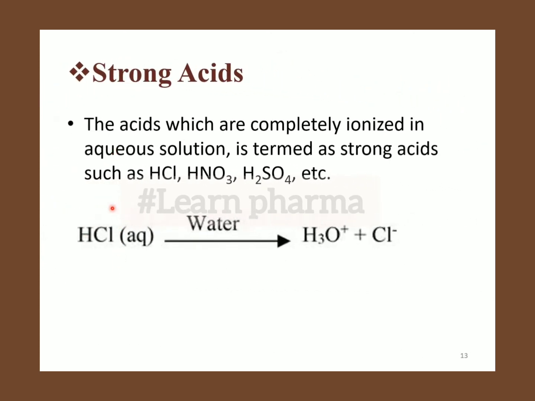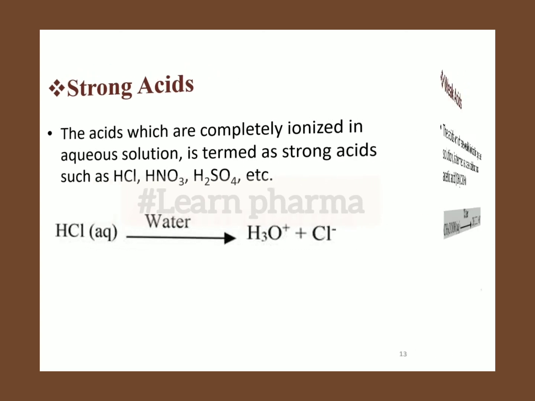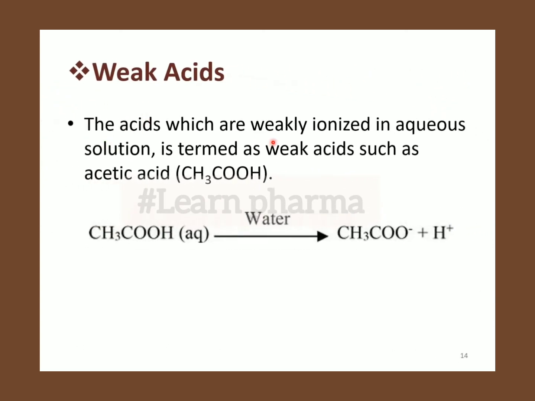The acids which are completely ionized in aqueous solution are termed strong acids. Examples of strong acids are hydrochloric acid, nitric acid, and sulfuric acid. The acids which are weakly ionized in an aqueous solution are termed weak acids. An example is acetic acid.